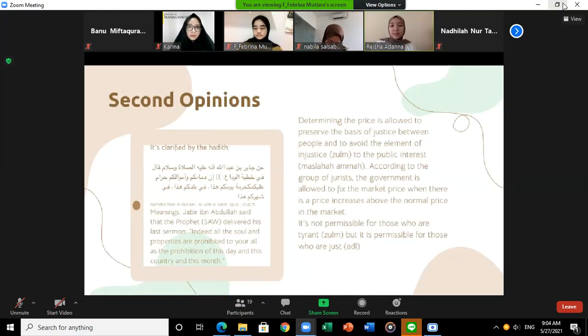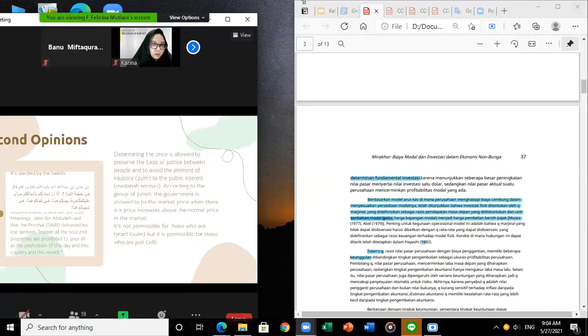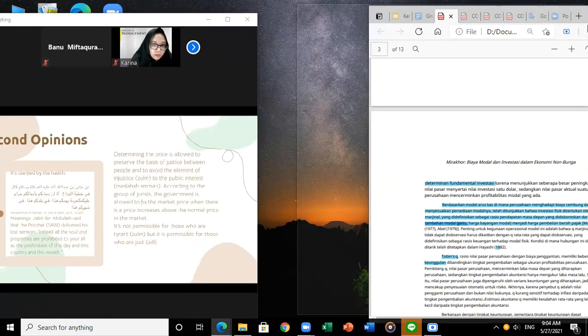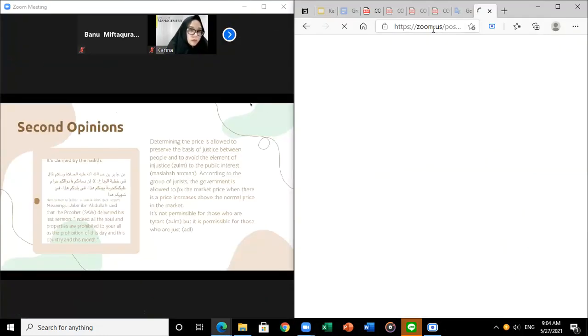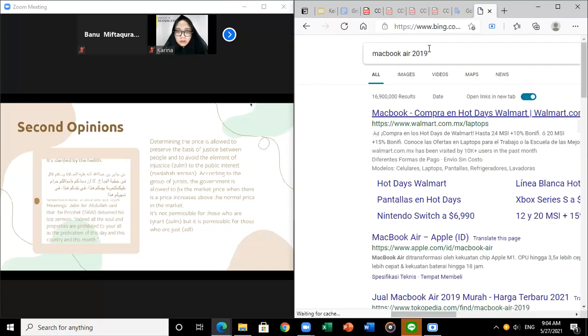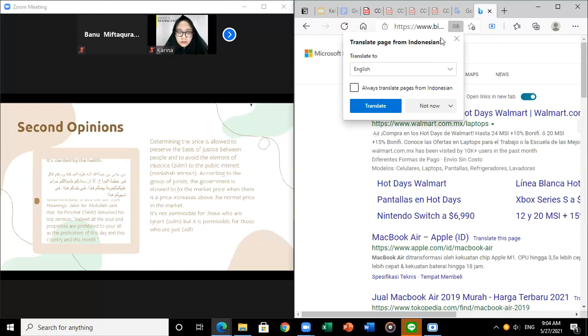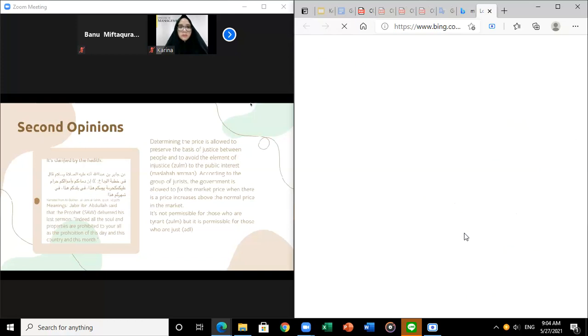And the second opinion is based on the hadith, which tells that in determining the price, it is allowed to preserve the basis of justice between people and to avoid the element of injustice or zulm to the public interest or maslahah ammah. According to the group of jurists, the government is allowed to fix the market price when there is a price increase above the normal price in the market. It is not permissible for those who are tyrant or zulm, but it is permissible for those who are just or adil.